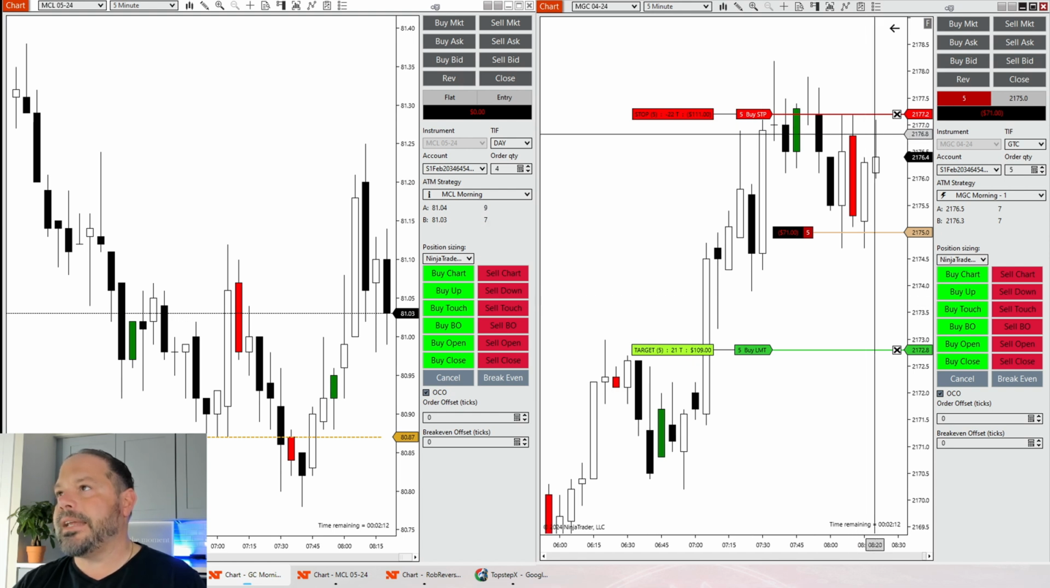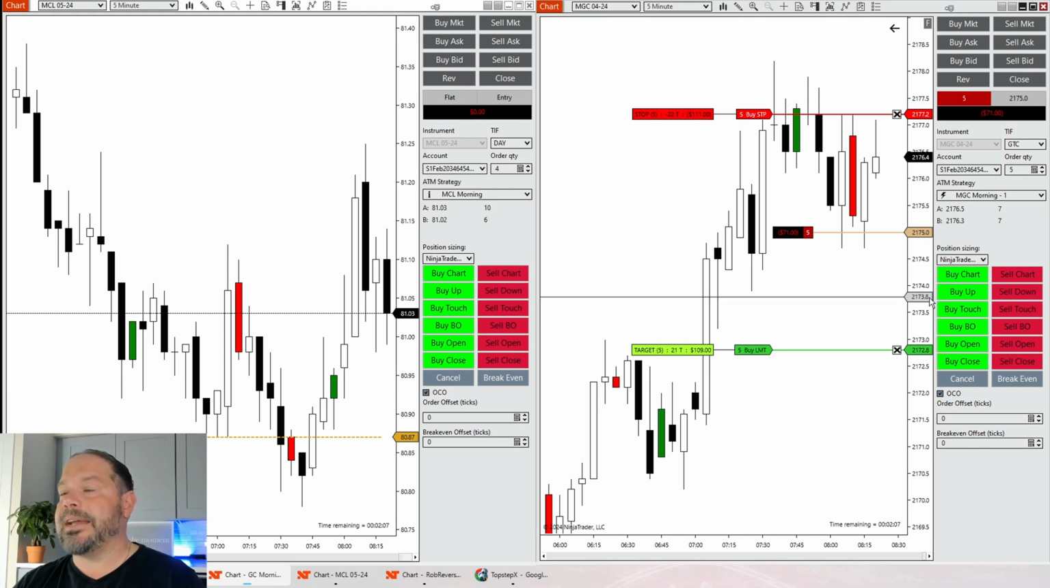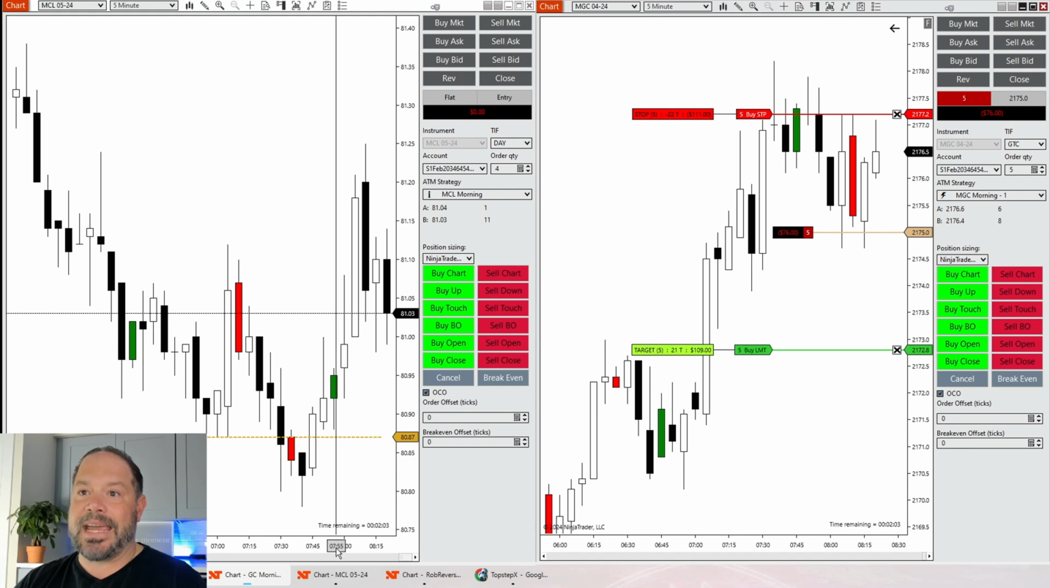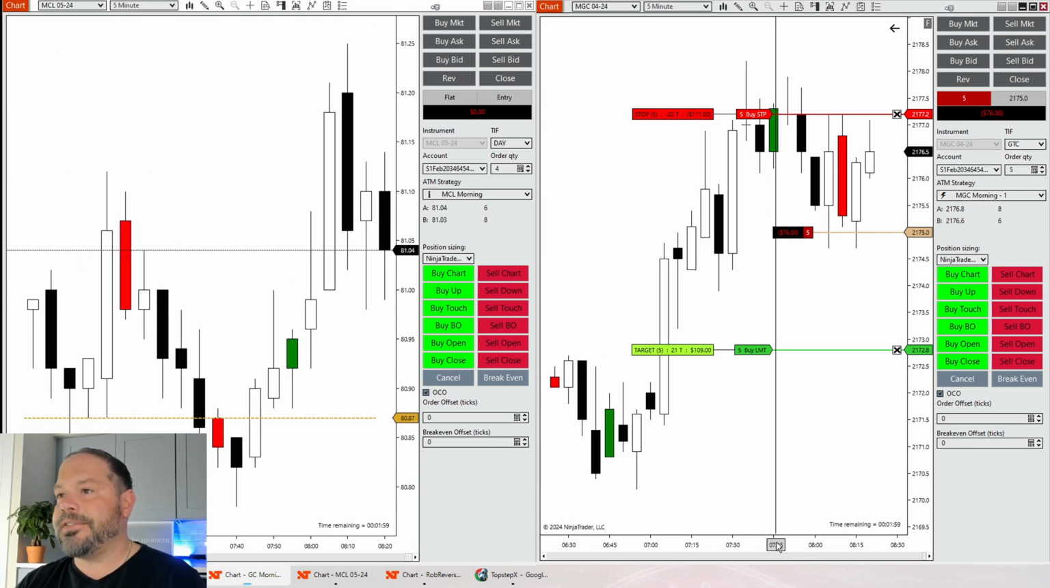So hopefully we can get sellers to kind of step in and hopefully take this sucker back down and push this thing through this bottom of this range here, where it's going to have to go through to get to our take profit. So we'll keep monitoring this trade.